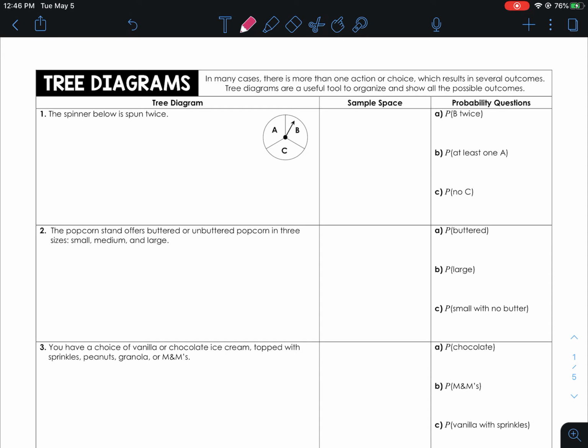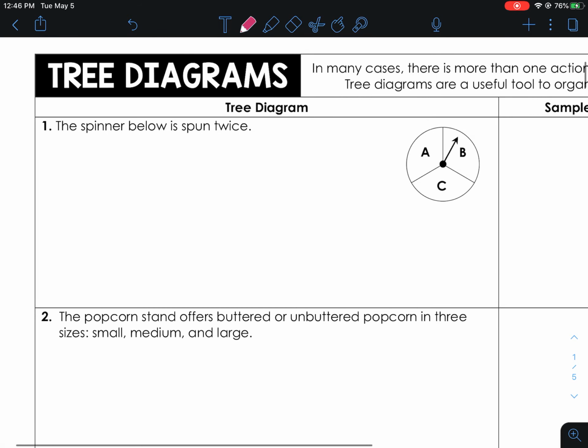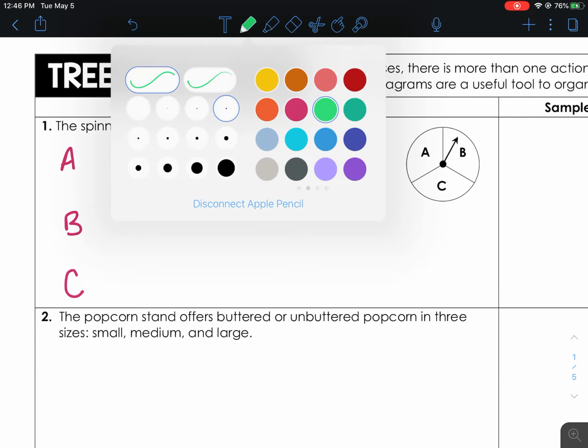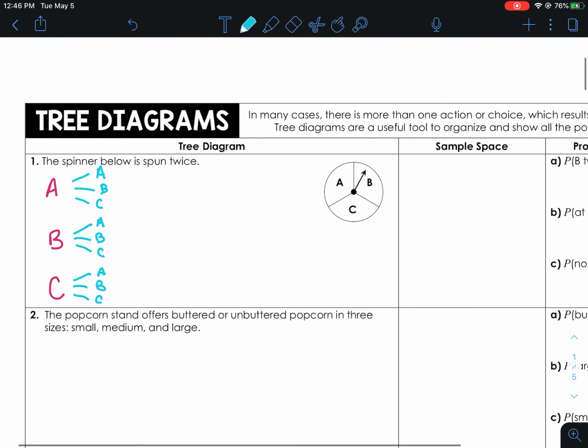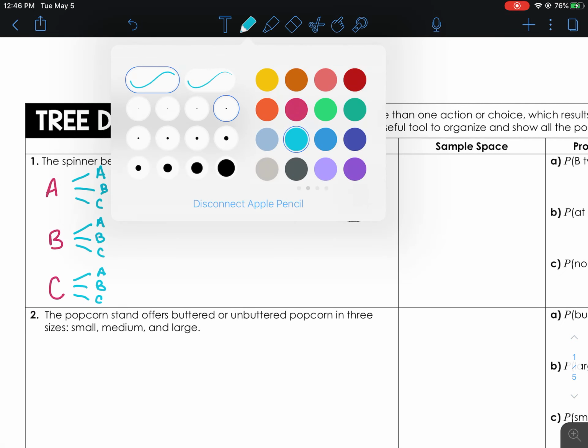Most people would say, well, there's only 6 choices. You have 3 choices the first time and 3 choices the second time. But I'm going to show you that there are actually more choices than that. So when we're looking at this, we have the choices of A, B, and C. But then when we spin it again, we also still have those choices of A, B, and C. And then if we spun B first, we still have the choices of A, B, and C the second time. Same thing with C.